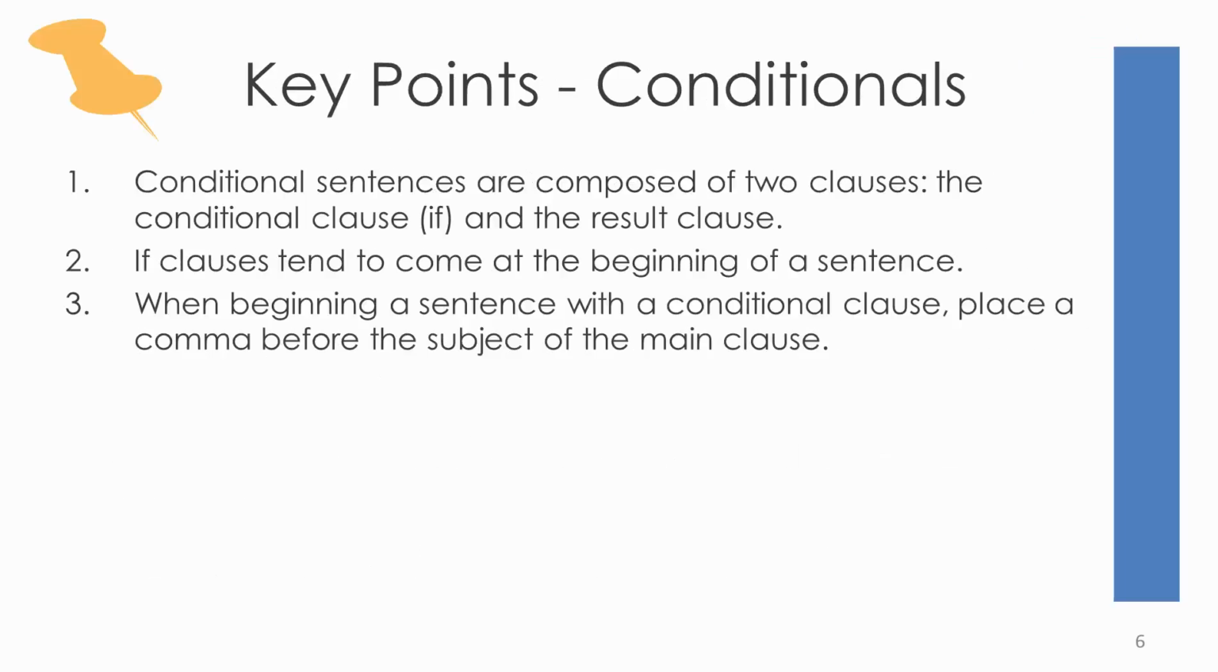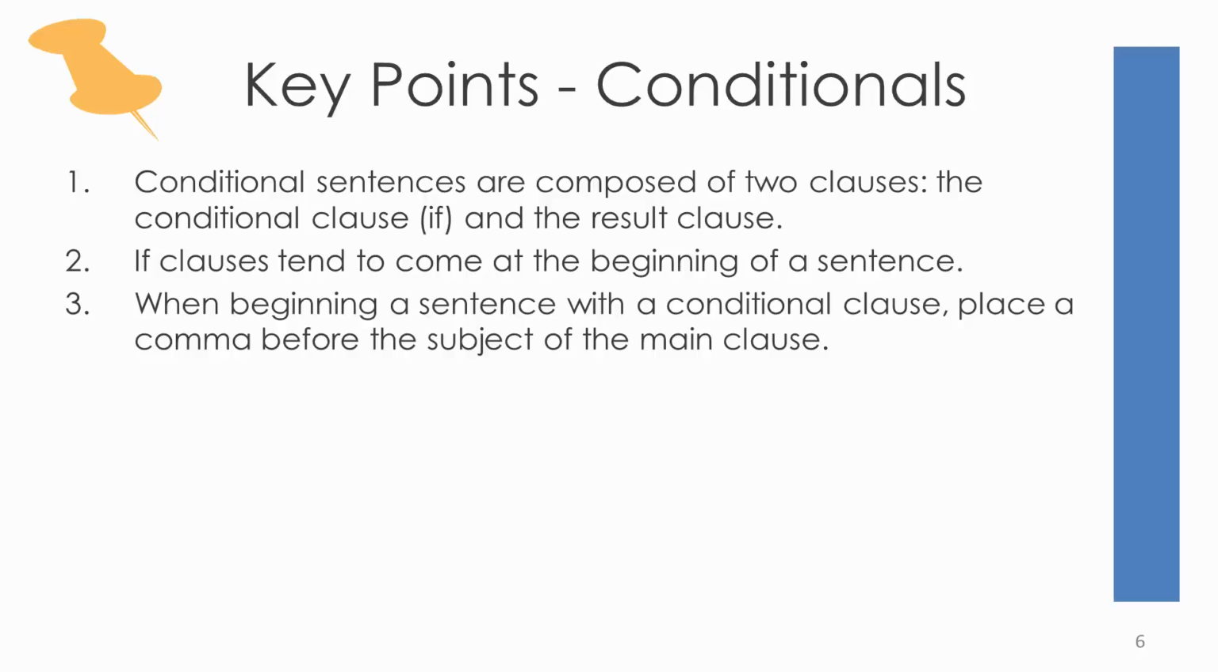Okay. There were a couple of key points that we brought out early on about conditionals and you always want to keep this in mind. They are composed of two clauses. The conditional clause is the subordinate clause, and the conditional clause will be the clause with if, and then you have the result clause. If clauses tend to come at the beginning of the sentence, and when beginning a sentence with a conditional clause, don't forget that you want to place a comma before the subject of the main clause, and that is true for all subordinators, like the words if, when, after, because, even though, in order to, just a few examples of other subordinators.